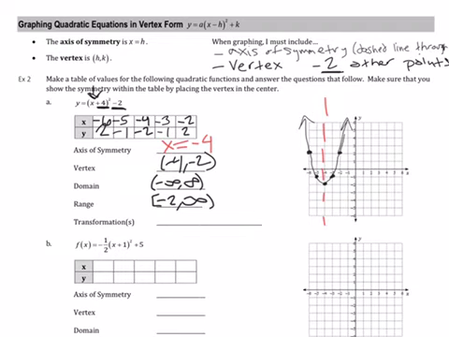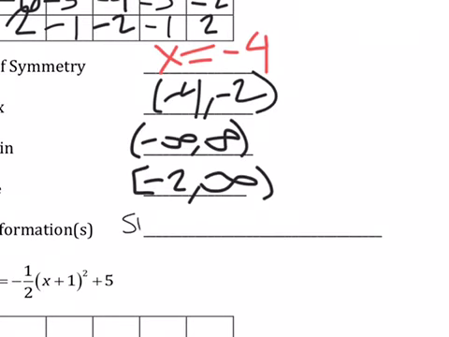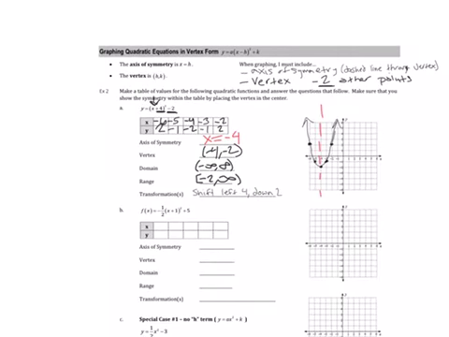Transformations, remember this is going to be a transformation compared to the parent graph. That would otherwise be, that should be touching the origin, but that would otherwise be y equals x squared. In this case, it's going to be shifting, right, because our vertex is different than 0, 0. It's going to be a shift left 4 and down 2. And with that, we have graphed our vertex form equation for a quadratic function.